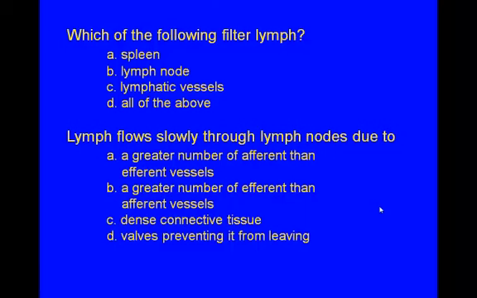Lymph flows slowly through lymph nodes due to A, greater number of afferent than efferent vessels, B, greater number of efferent than afferent vessels, C, dense connective tissue, or D, valves preventing it from leaving. The answer would be A, greater number of afferent vessels versus efferent. Again, you got more entrances than exits, and that caused the flow to slow down.